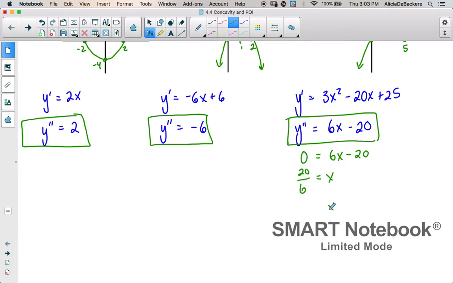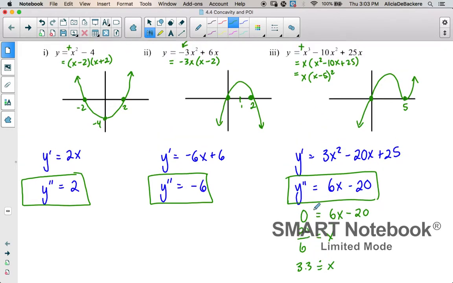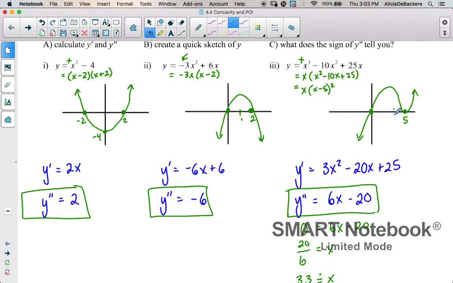And on my graph, that's going to be about 3.3. So I'm going to go to my graph and think about this 3.3 here and look at the point above it on my graph. What I notice is that before 3.3, the graph is opening down, and then after 3.3, the graph is opening up.